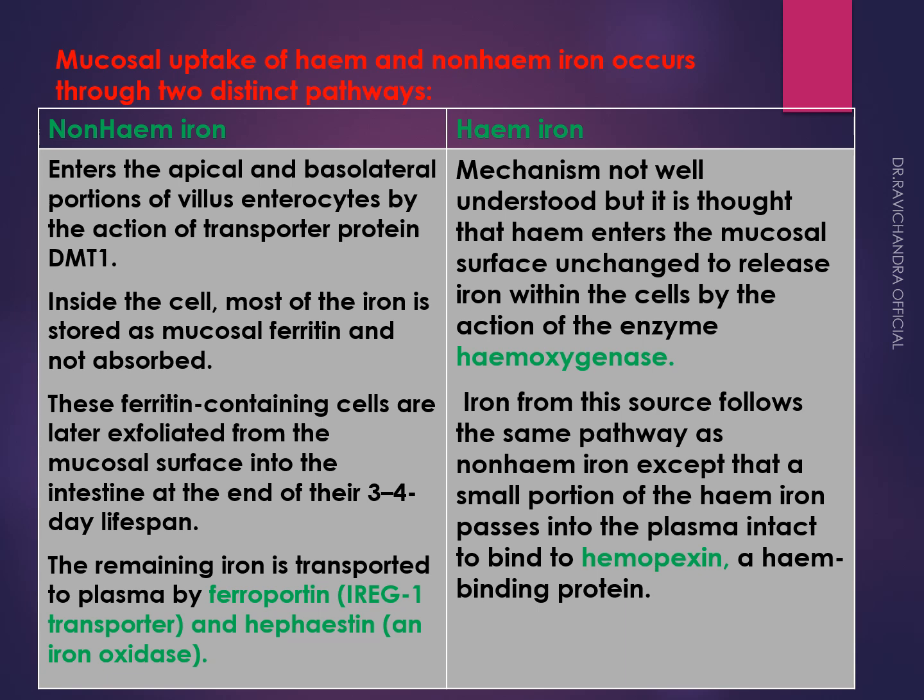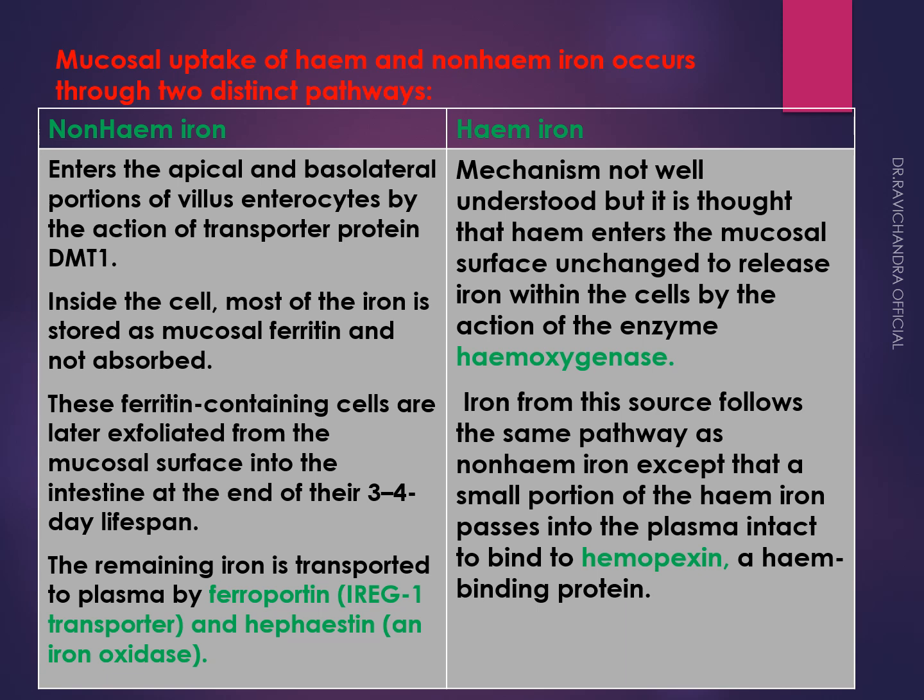These ferritin containing cells are later exfoliated from the mucosal surface into the intestine at the end of their 3 to 4 days lifespan. The remaining iron is transported to plasma with the help of ferroportin, which is an IREG1 transporter, and it is also done by hephaestin, an iron oxidase. So iron is transported to plasma by ferroportin and hephaestin.